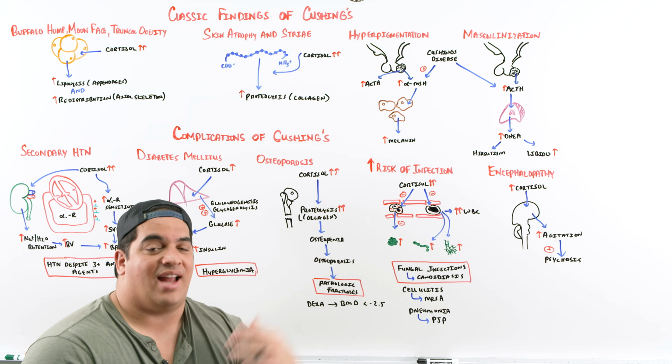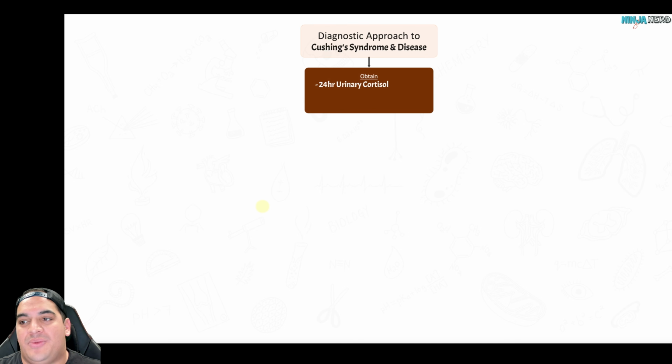And now let's move into the diagnostic workup. So the first question is, is the cortisol high? That's all I gotta know. Problem is we gotta do at least 2 to 3 tests to see if it's positive. So one is the 24-hour urinary cortisol. If that cortisol is elevated throughout the entire 24-hour period, that suggests a hypercortisol state.